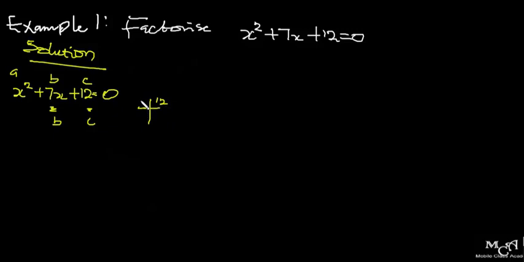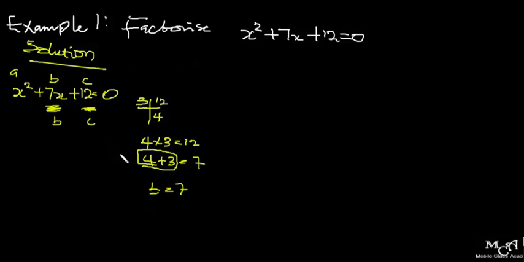What are the factors of 12? Let's start with 3. 3 goes into 12, and we are left with 4. So 4 times 3 is 12. 4 plus 3 is 7. So our b is 7 in value, and our c is 12. So this is the perfect replacement for our b.